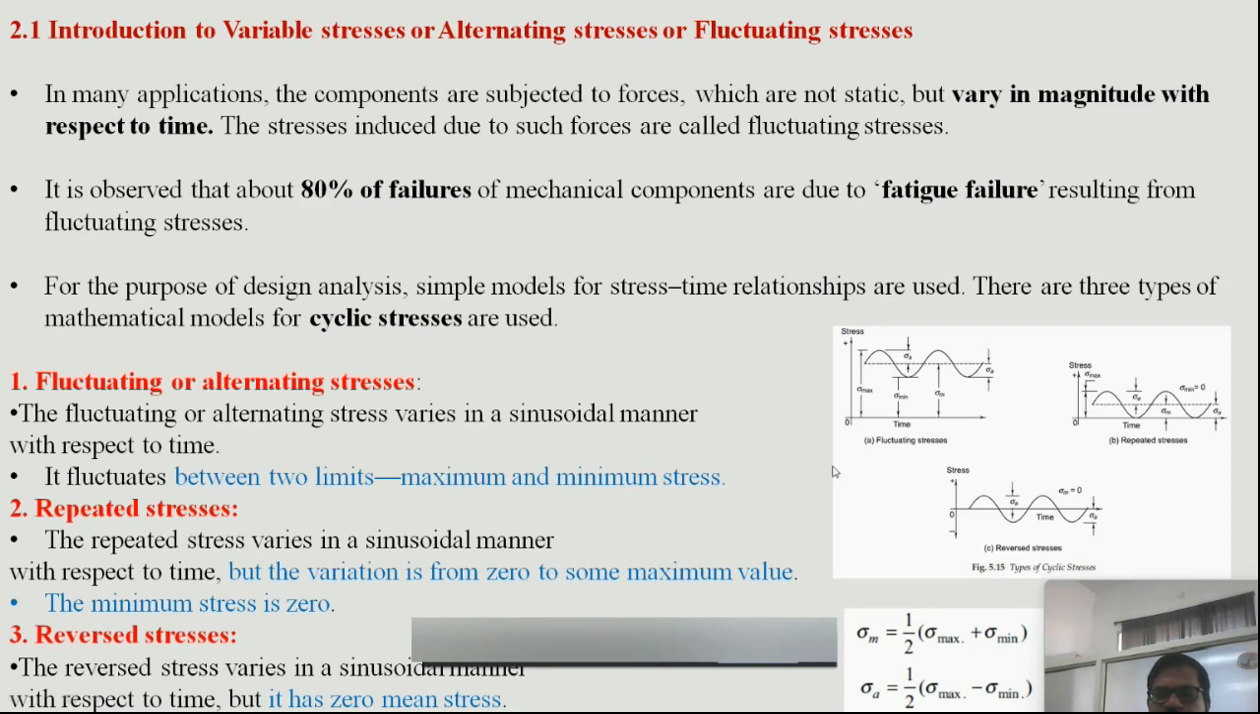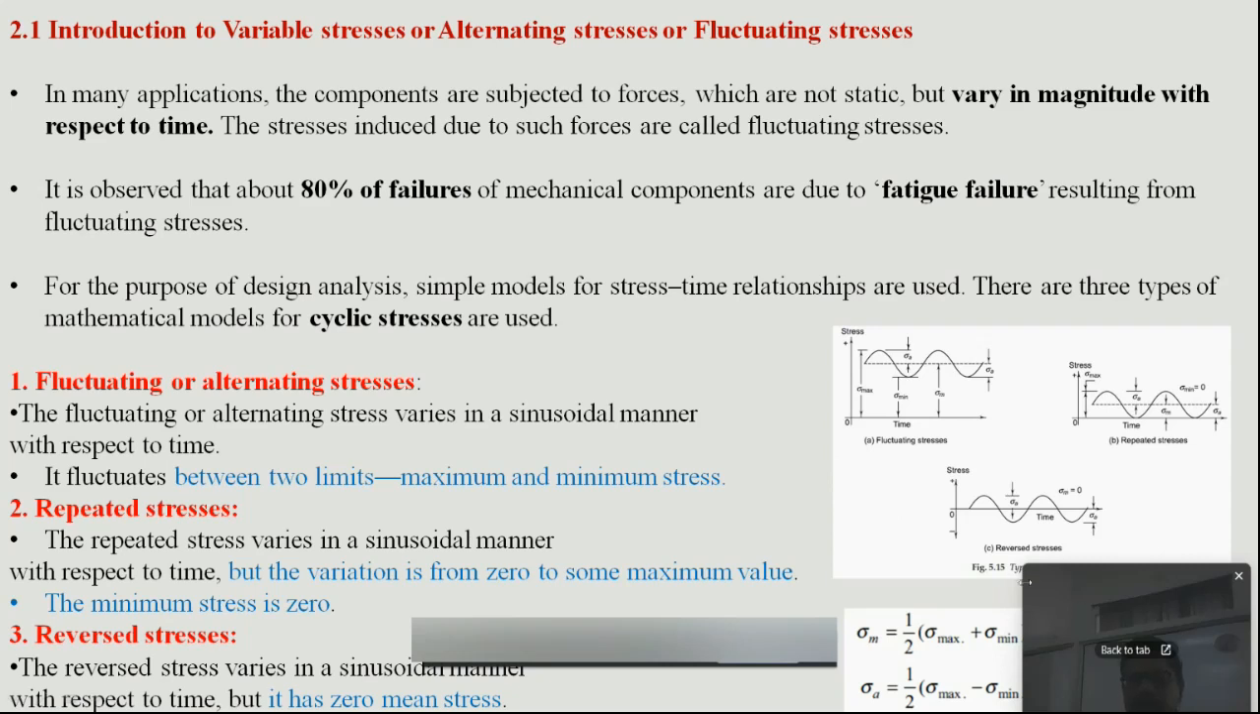For the purpose of design analysis, simple models for stress-strain relationships are used. Three different models are taken. First one is fluctuating or alternating stresses. Here the stress varies in a sinusoidal manner with respect to time between the limits of maximum and minimum stress. There is a maximum value and there is a minimum value, and none of them is zero.